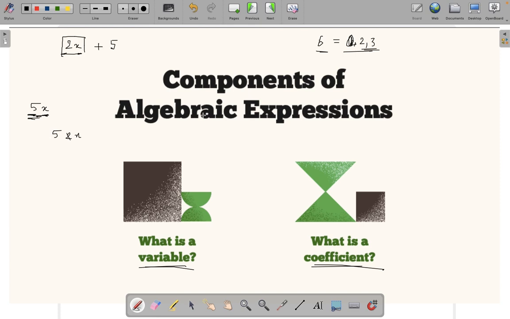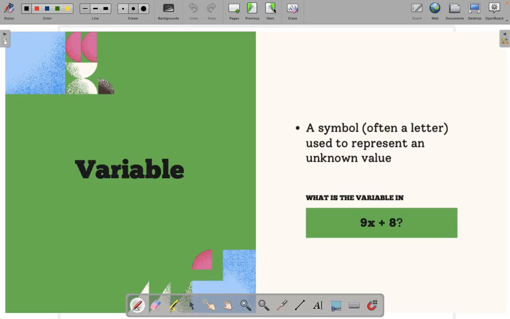Okay, so if you have an algebraic expression, say 5x square, here again the variable is x square and the coefficient is 5. Okay, so you can have multiple algebraic expressions. And then in that algebraic expression, you may be asked to find the coefficient. So we have a question here. So you have 9x plus 8. Can anyone tell me what is the variable?